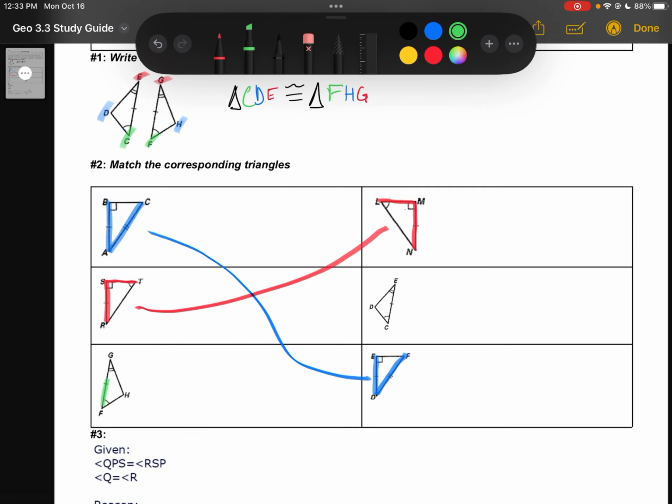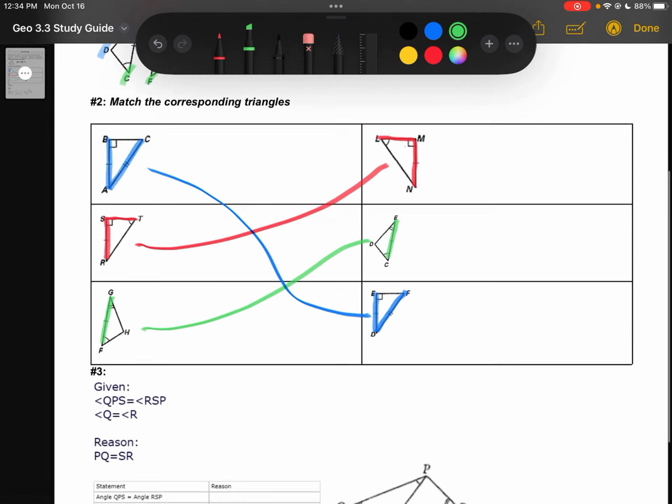Here, one angle, one side to two angle marks, one angle, one side to two angle marks. We're going to see that these also match up. So when matching, just make sure that all of the pieces match when you're working through.